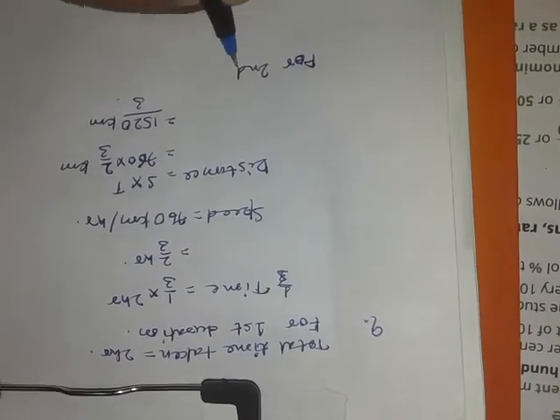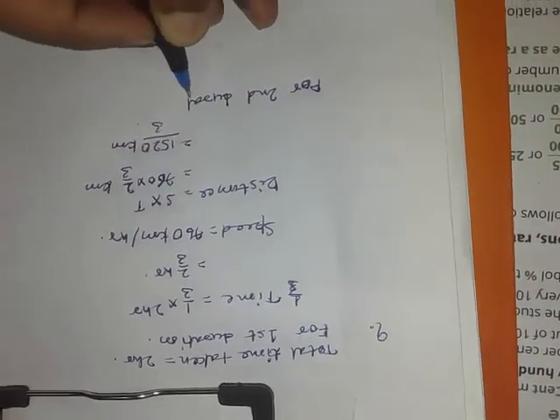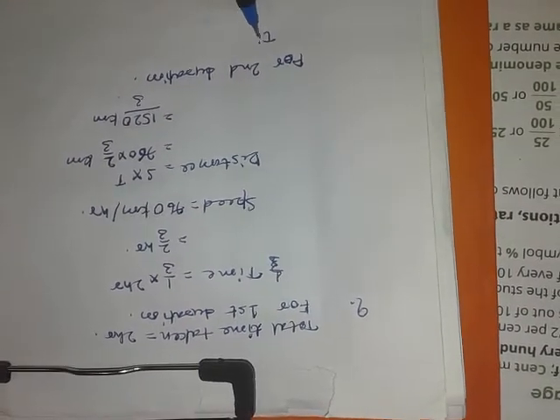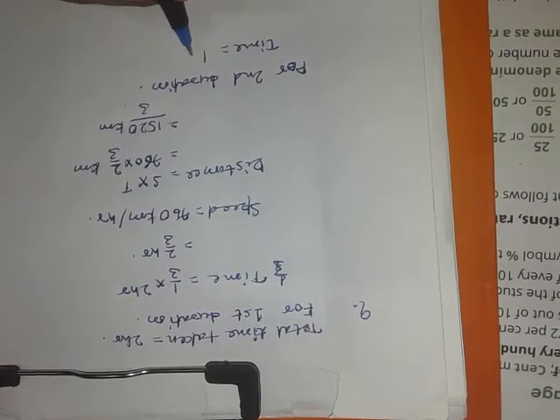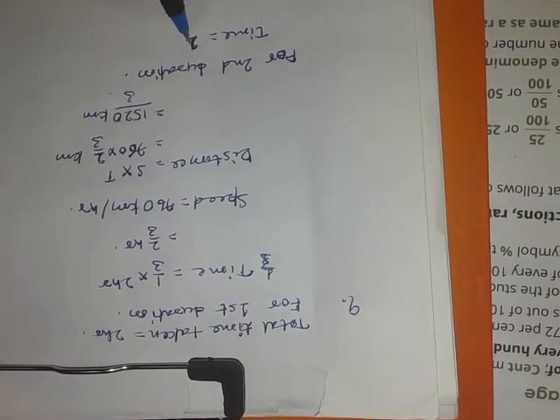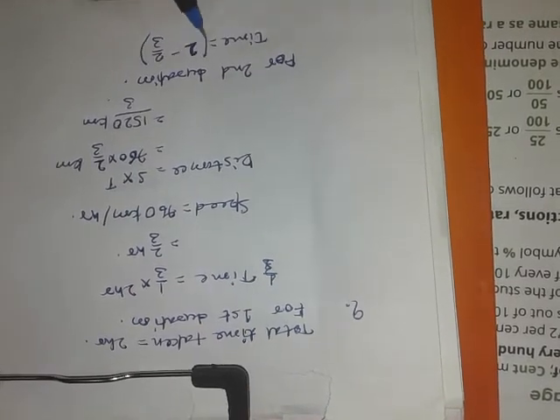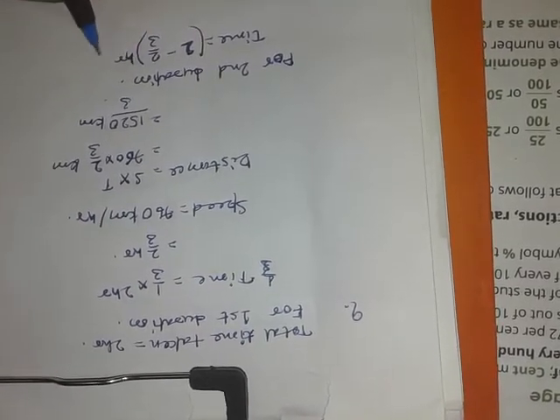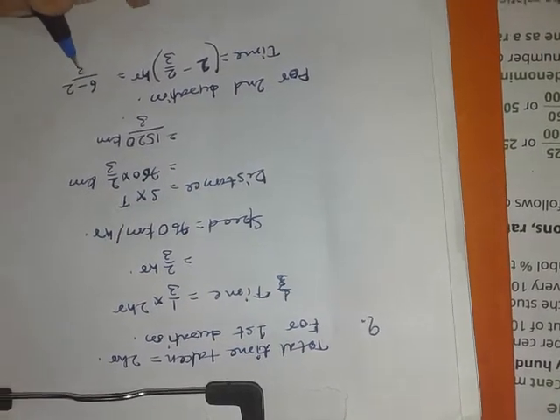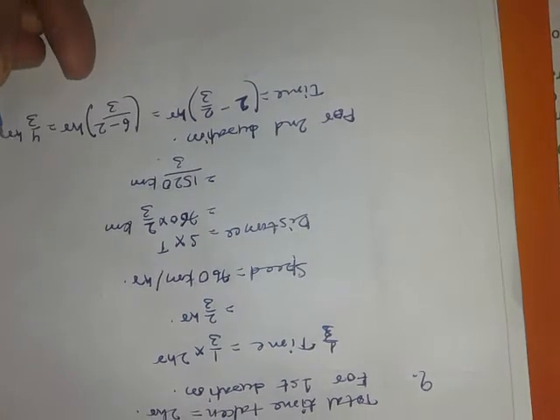For second duration or time part, whatever it is. So time is what? Suppose 2 hours is the whole time and 2 by 3rd is the first duration time. So for second duration time we have to subtract 2 by 3, then we get the second duration also. So it is 6 minus 2 by 3 hour, that is 4 by 3 hour.